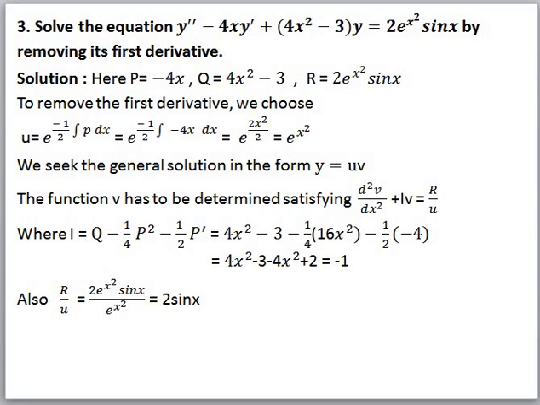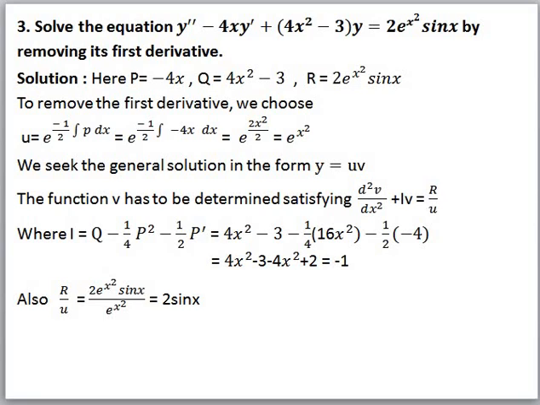To remove the first derivative, we choose u is equal to e to the power of minus 1 by 2 integral p dx, which is e to the power of minus 1 by 2 integral of minus 4x dx. Here p is minus 4x. So the integration of x is x square by 2, into 4 is 2x square. Minus into minus is plus, so we get 2x square by 2. 2 gets cancelled. So u is e to the power of x square. We seek the general solution in the form y is equal to uv.